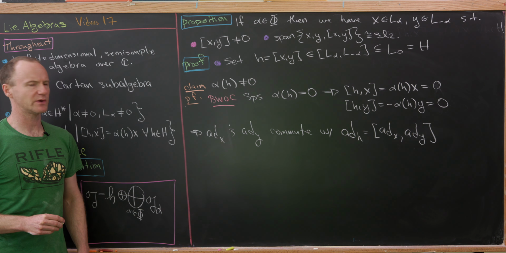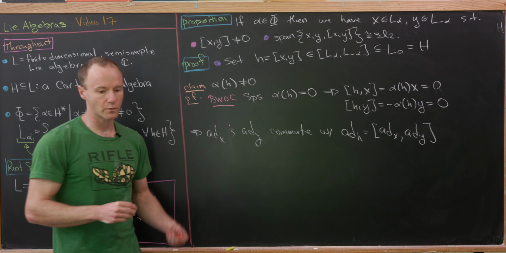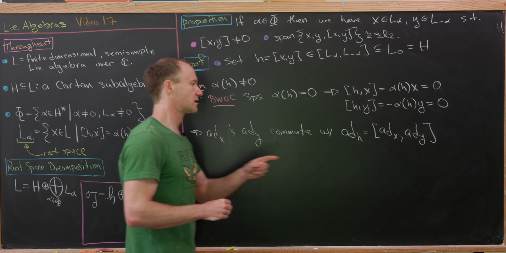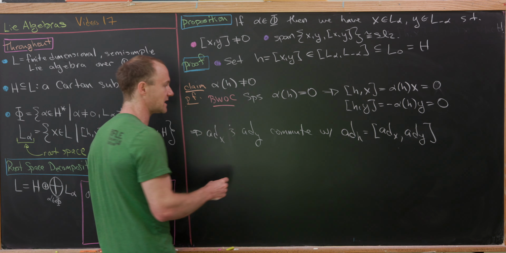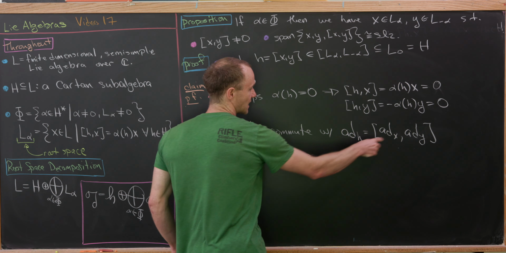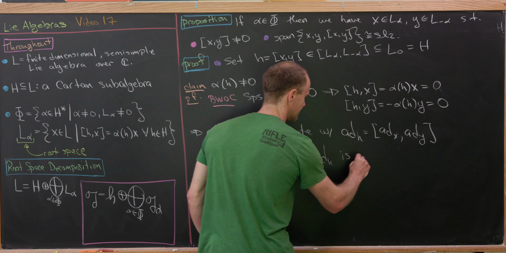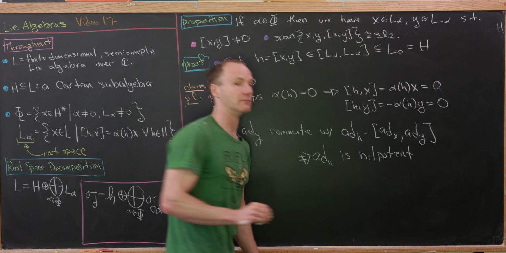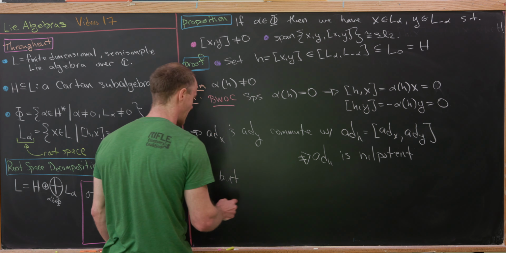That's something that we proved a long time ago. But then we also proved that if ad x and ad y commute with ad of the bracket of x with y, then that means that this object right here is nilpotent. In other words, ad h is nilpotent, again by a much previous result. But that is actually our problem.